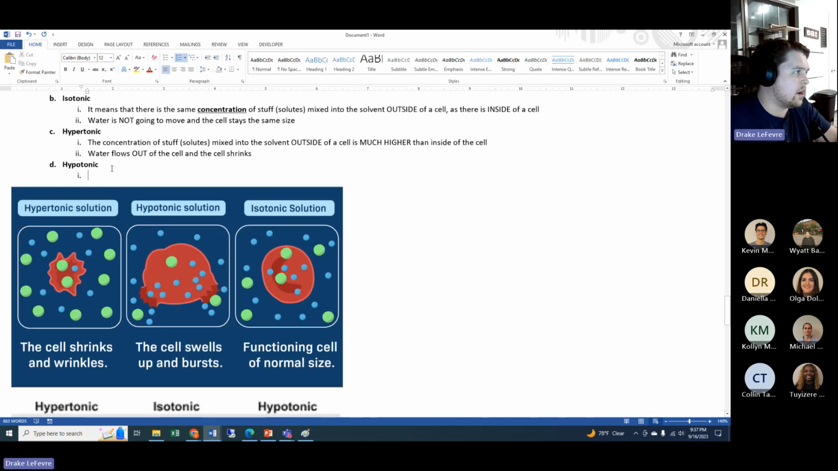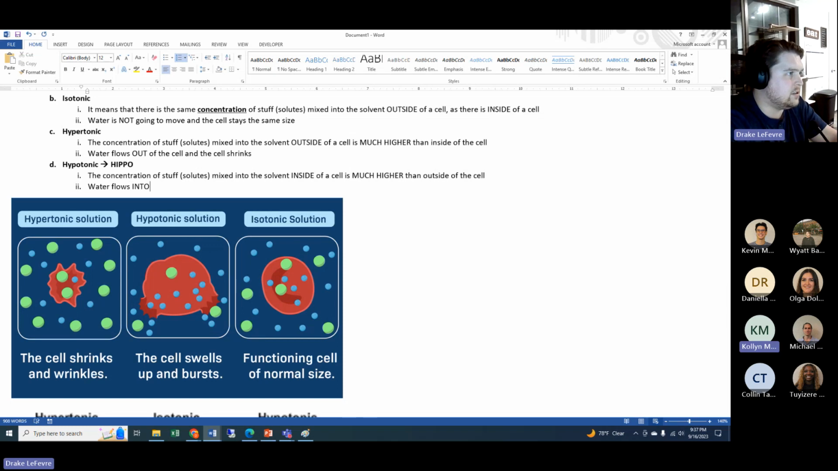Okay, we talk about hypotonic solution. The way that I remember hypo is hippo. The concentration of those solutes mixed into the solvent inside of a cell is much higher than outside of the cell. So water flows into the cell and the cell expands. It's big like a hippo.